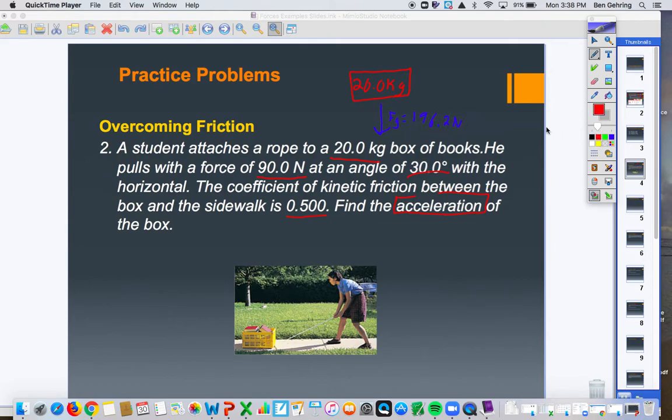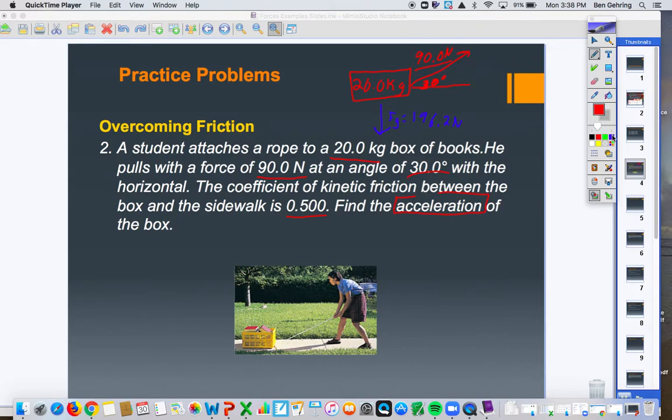Okay? So along with that, what else is happening is I am pulling this box. Love a straight line there. With a force of 90.0 newtons at an angle of 30 degrees. So I need this to be 30 degrees there. Now because I have an angle here, I can split this 90 newtons into its x and y components.